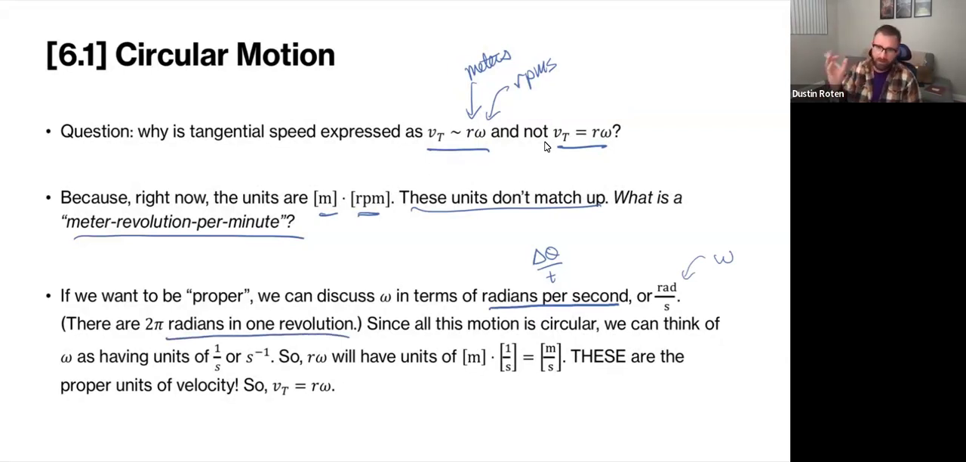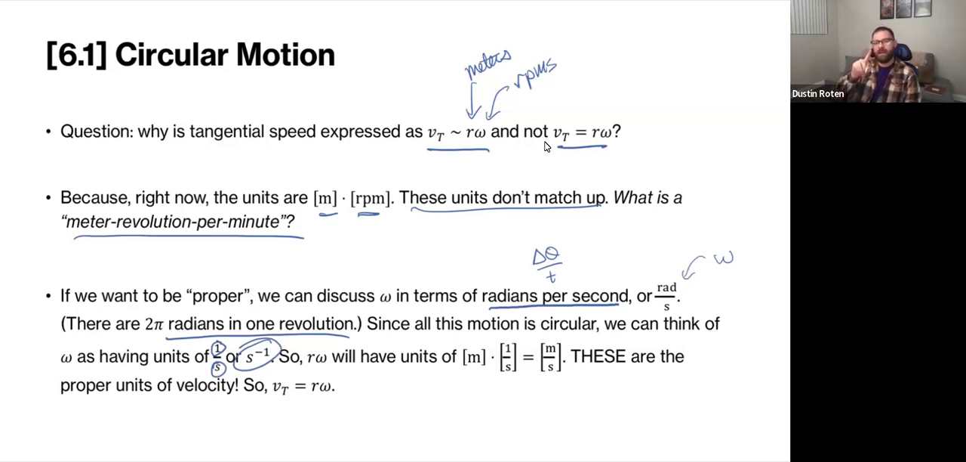And then since all this motion that we're talking about is circular, we can think of omega as just having units of essentially 1 revolution per second. And if we just say, well, it's always going to be on the circle, we can ignore the whole 1 revolution part and just say, well, it's inverse seconds, 1 over seconds.